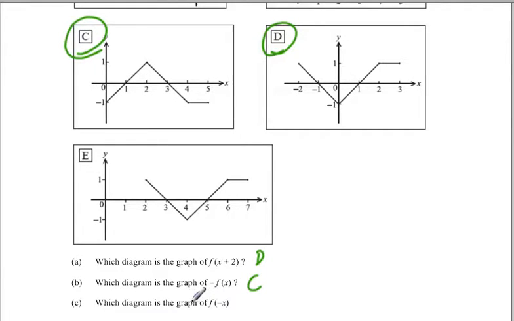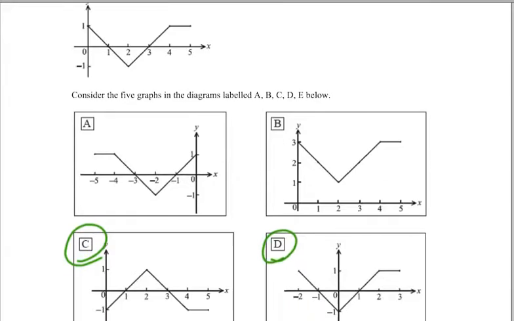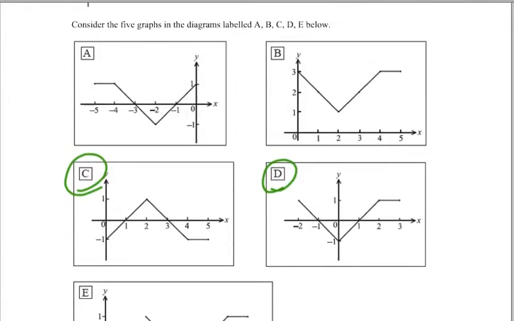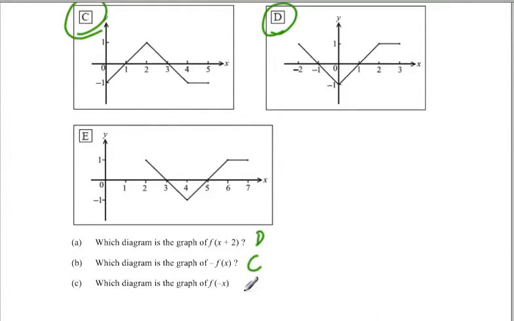And which diagram is the graph of f of negative x? So this is a reflection across the y-axis. And the only one, once again, that looks like a reflection across the y-axis is actually A right here. If you observe these two, this is at 0, and then all of these are negative, so it's a reflection across the y-axis, so that's A. Okay, let's move on to the next one.